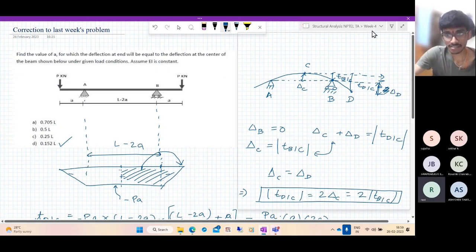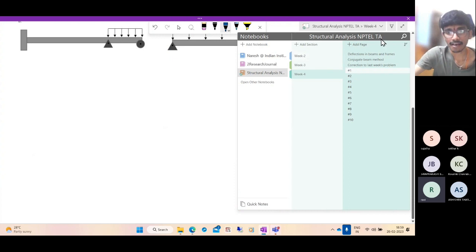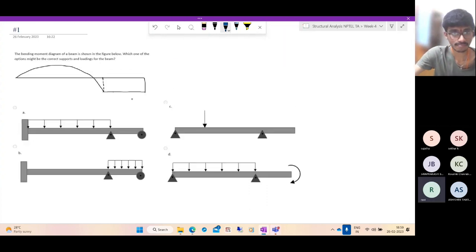Now let's go to this week's questions. They are very simple. Usually we are given the loading and the support conditions, and we find the bending moment diagram. Today we are going to do the reverse. We are given this bending moment diagram, and we are asked to guess the loading conditions. So, any guesses? It's very simple.